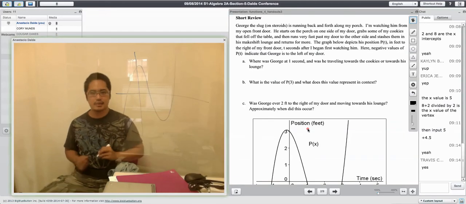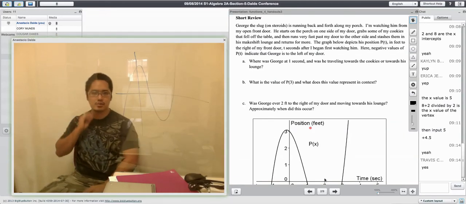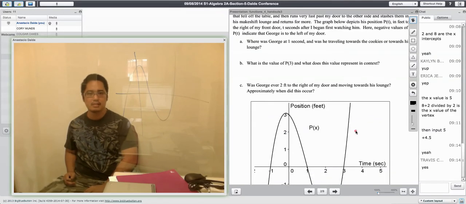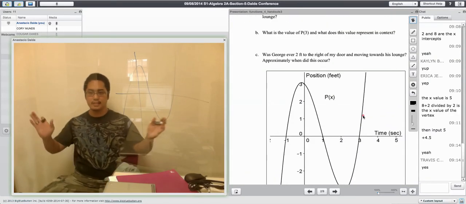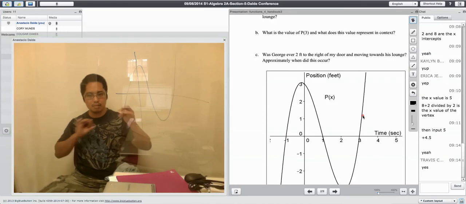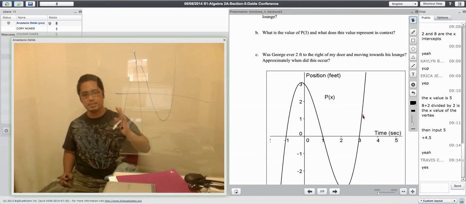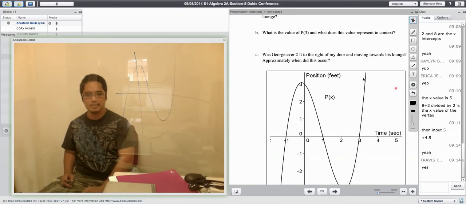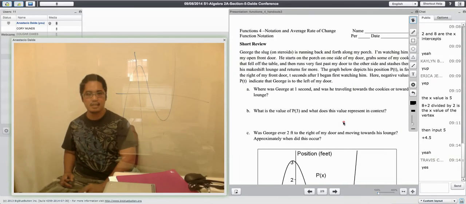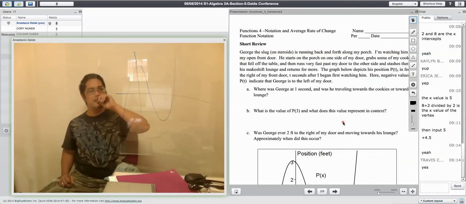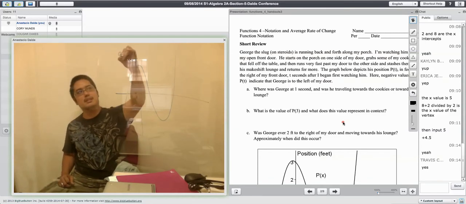Something like that. Now, where was George 1 second after the start? Where are the cookies, I guess? That's the question. So if George starts here and he's going to the right, I'm assuming that it says here that he's running towards the cookies initially, grabs some, then runs back. So I'm assuming that the cookies are on this side.